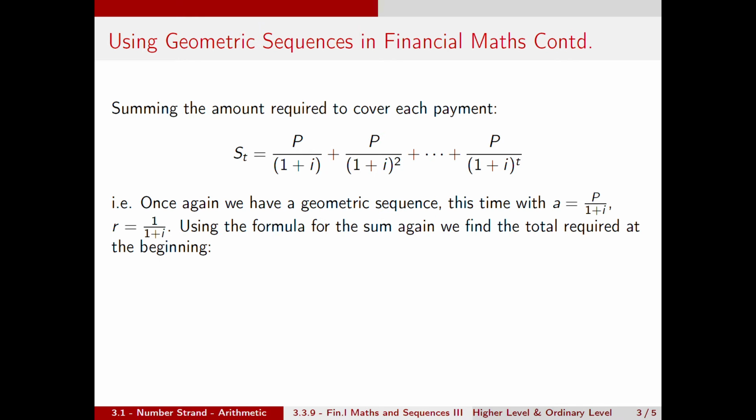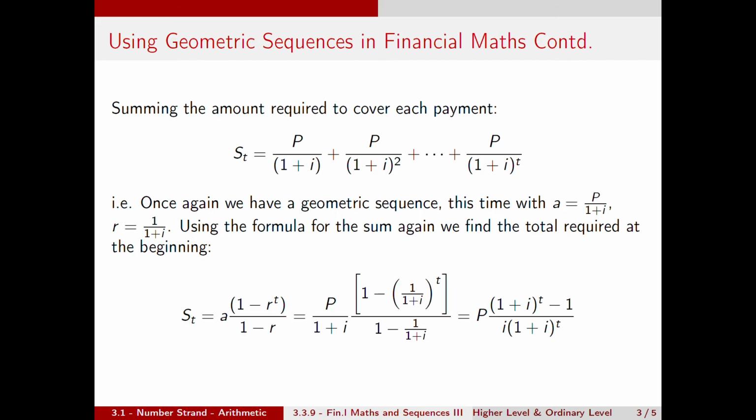So once again, we have the geometric series, or sequence, sorry. This time we have a, our first term, being P all over 1 plus I, and our common ratio r being 1 over 1 plus I. So again, all we need to do is throw all of these things into the formula in the tables book. This formula is listed here.